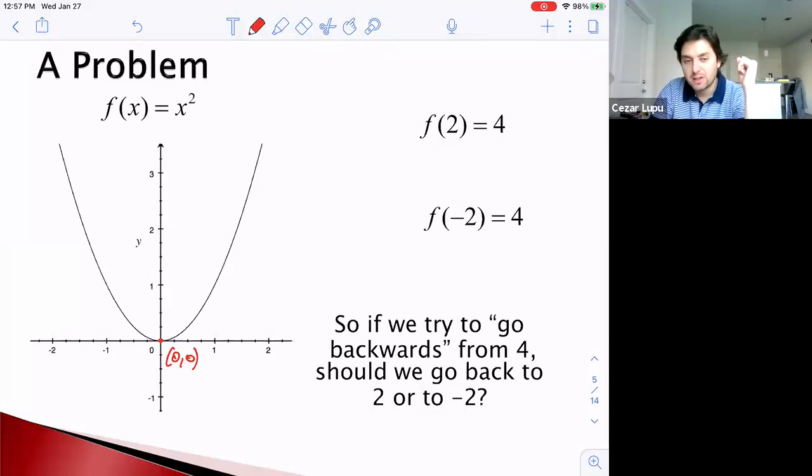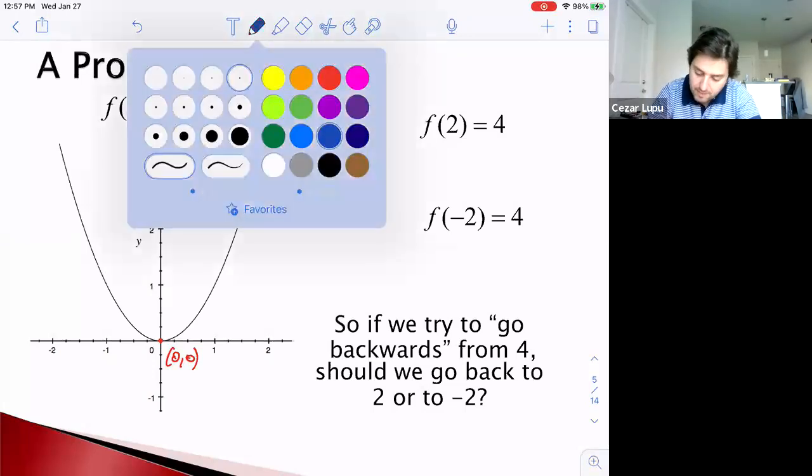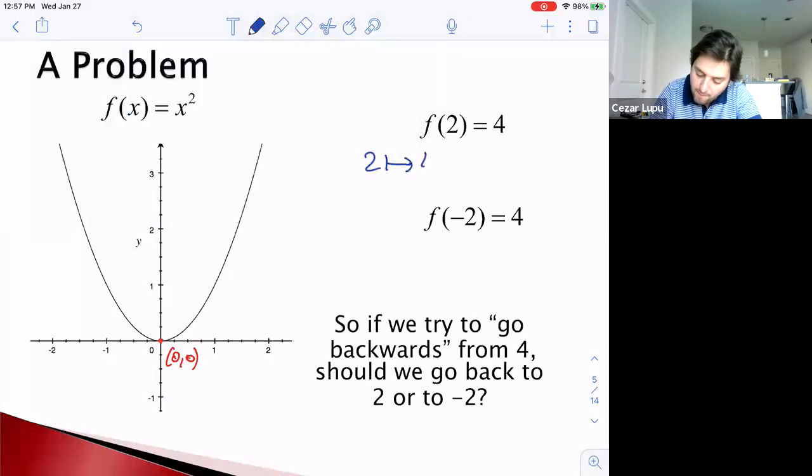Because clearly 2 is sent to 4, because f of 2 is 4. And clearly negative 2 is also sent to 4. So the big question is, how are we going back? From 4, where should we go? To 2, to negative 2? And this is where the problem will start. I'd like you to pay attention very carefully here.